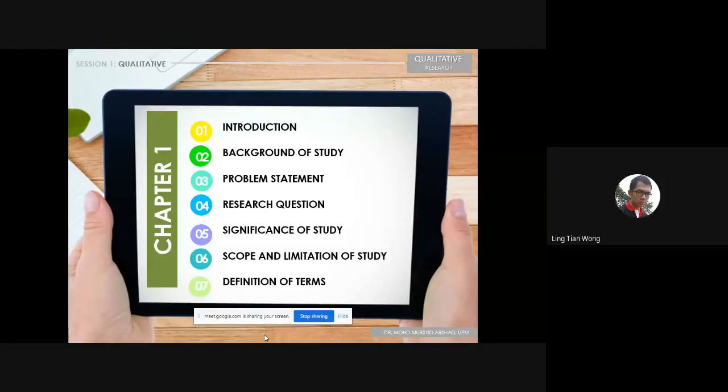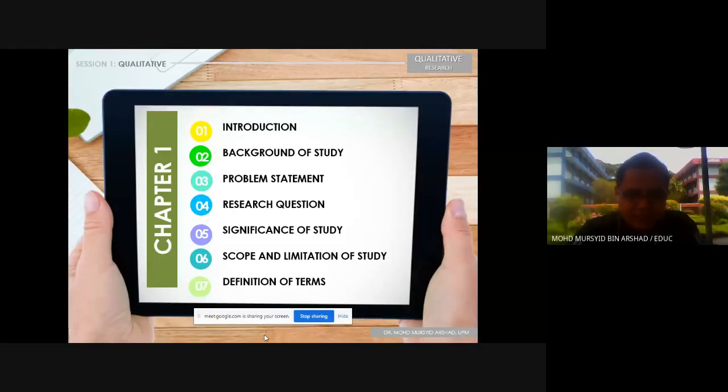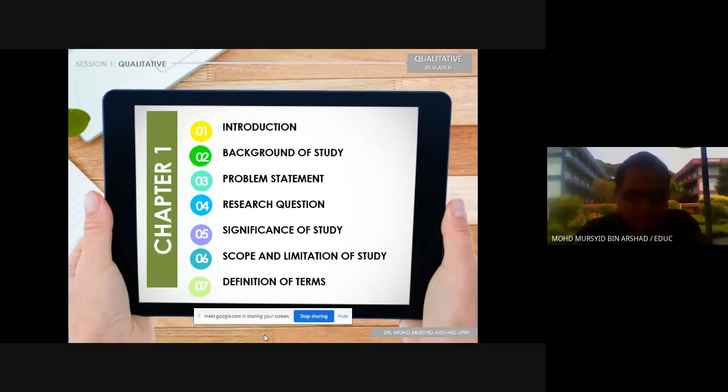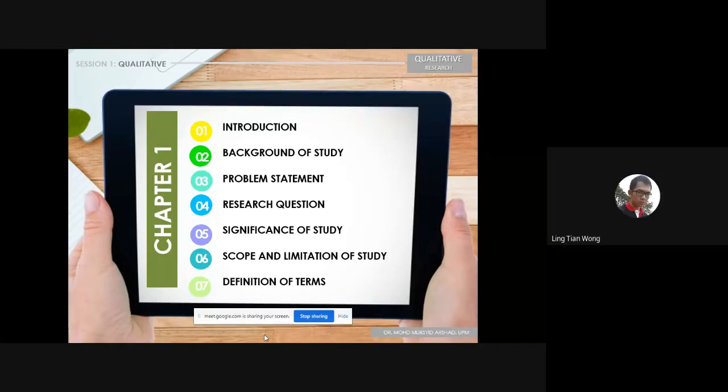Yes, doctor. Can you hear me? Yes, I'm here. I'm Awang. I have some questions regarding the problem statement. For the first question, how can we make sure our question is clear and specific? Because just now, doctor shared about what we do in the significance of the study. How can we know that it hasn't been carried out by other researchers as well?